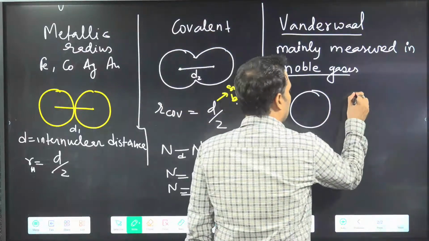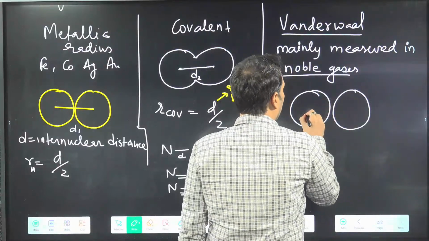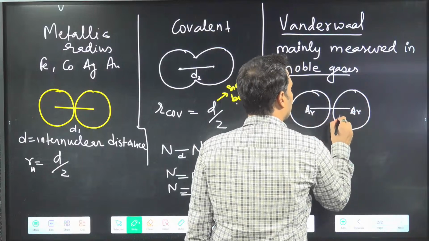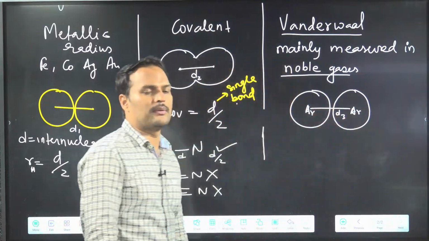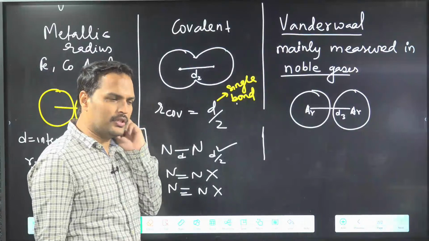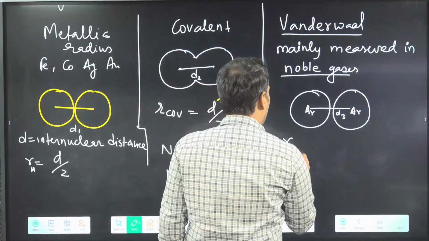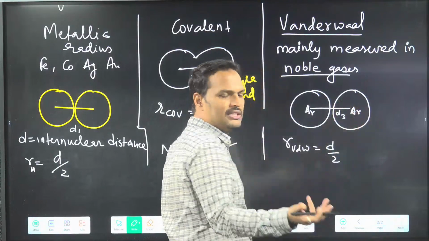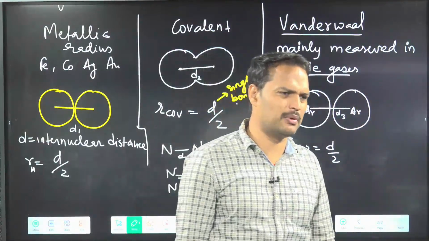So this is one argon, this is second argon. Both are trying to come closer to each other. Suppose this distance is D3. Okay? So R van der Waals is D3 by 2, whatever you write, it doesn't matter much.